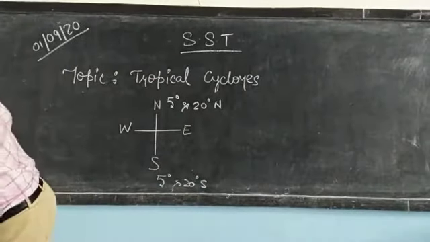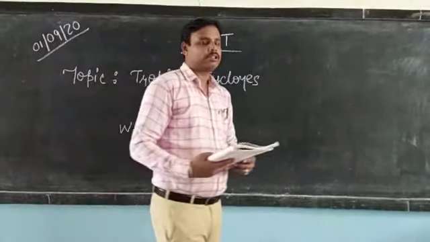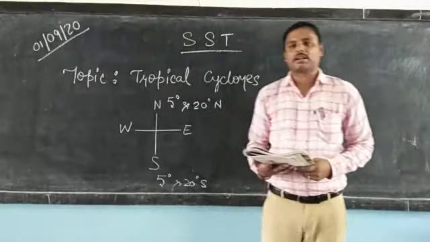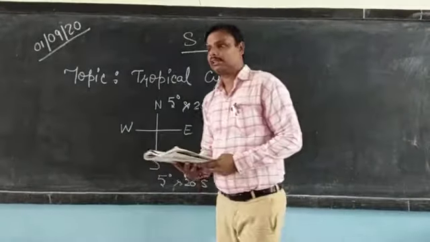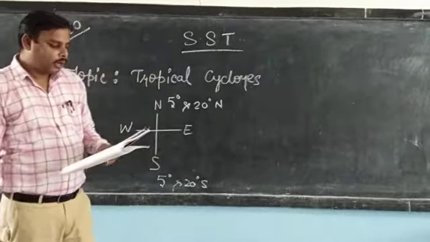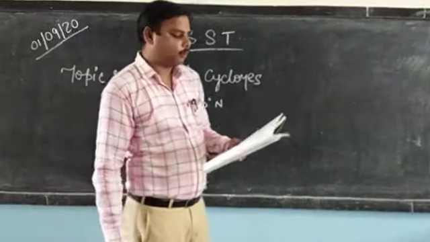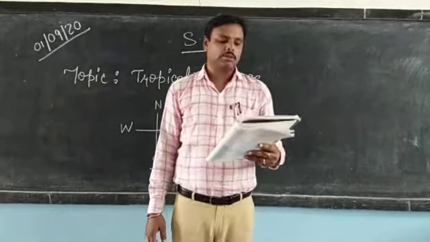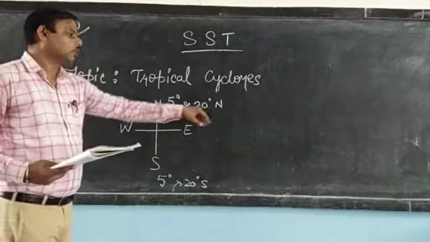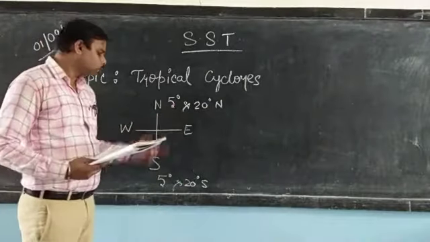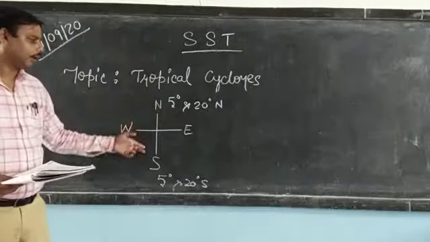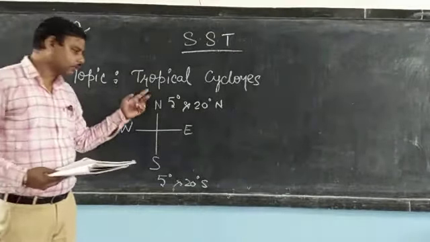Tropical cyclone is basically the cyclone of the tropics, which is affected by latitudes and which crosses from north to south. We'll see the degrees and at what degree the effects are seen. It means intense storms which develop over warm tropical oceans between 5 degree and 20 degree north latitude to 5 degree and 20 degree south latitude. It crosses straight from one direction to the other direction.